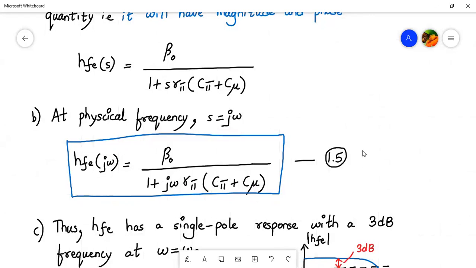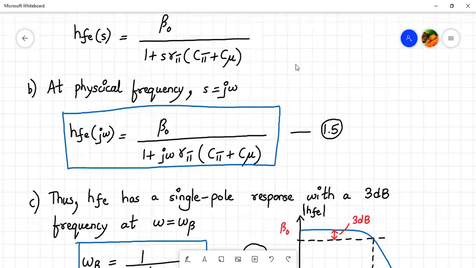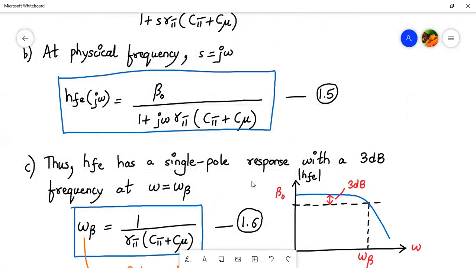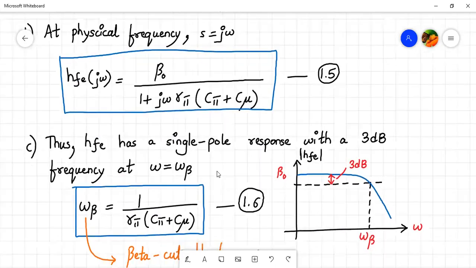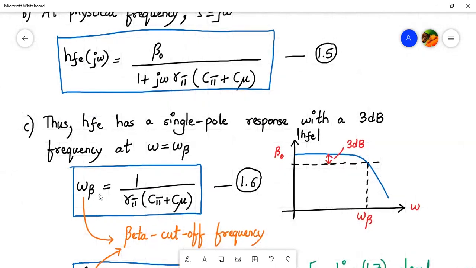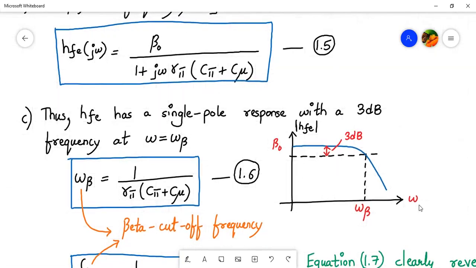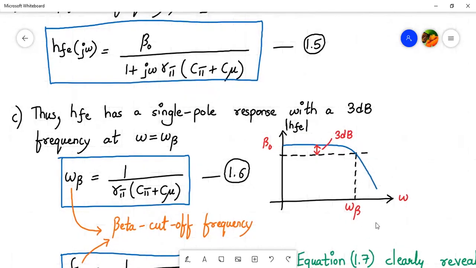Up till now it is clear? Okay. So that means what? Therefore, we can say that hfe has a single pole response with a 3 dB frequency at omega equal to omega beta. Okay. So this expression has a pole frequency, which is given by omega beta. Okay. And omega beta is equal to 1 upon rπ into (Cπ plus Cμ). Okay. And in terms of plot, we will have over here, omega is the angular frequency. Omega beta is the beta cutoff frequency. And beta naught is the midband value. And hfe is the current gain, which is a function of frequency.